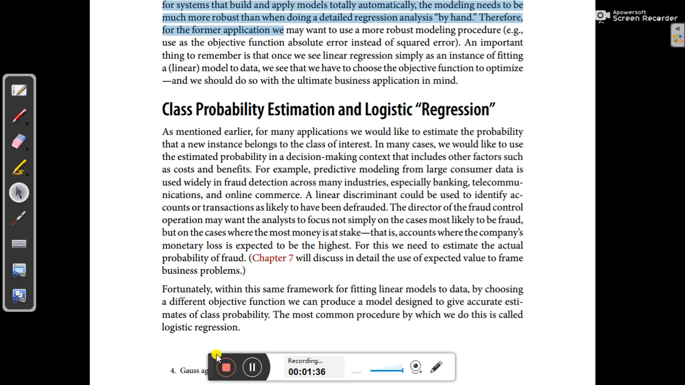Fortunately, within this same framework for fitting linear models to data, by choosing a different objective function, we can produce a model designed to give an accurate estimation of class probability. The most common procedure by which we do this is called logistic regression. By using logistic regression, we are going to estimate the class probability of a class. Then we are going to use that linear discriminant to identify those types of scenarios.